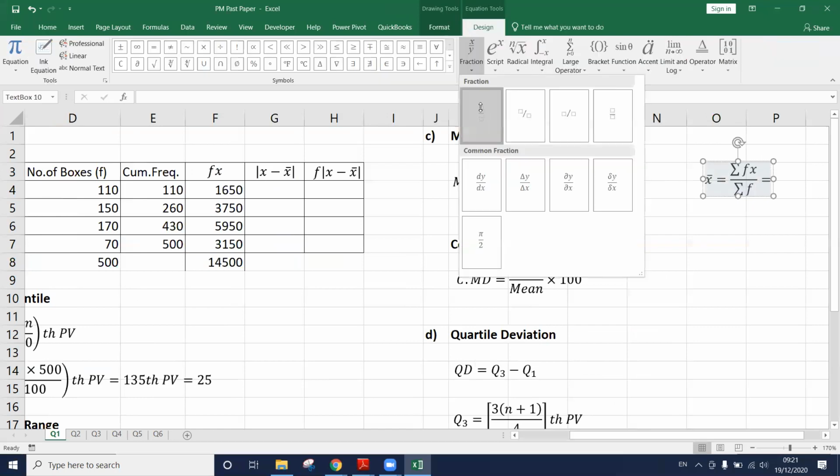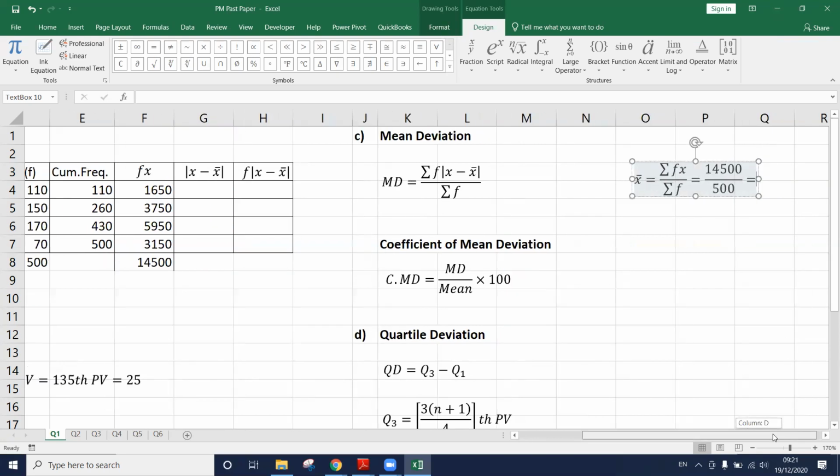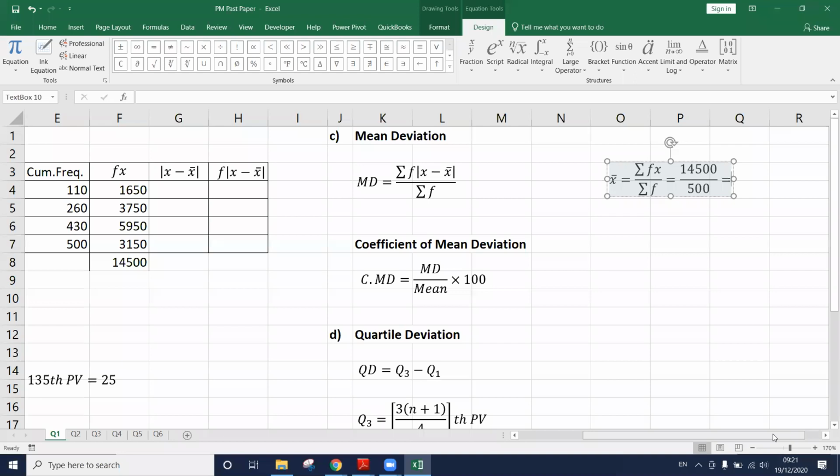Sigma fx value is this much, 14,500. Sigma f value we have already found, the sum of the f column, 500. Therefore, what should be our mean value? The mean value is 14,500 over 500, which should be 29. Right. The x bar value, or the mean value we have found, is 29.